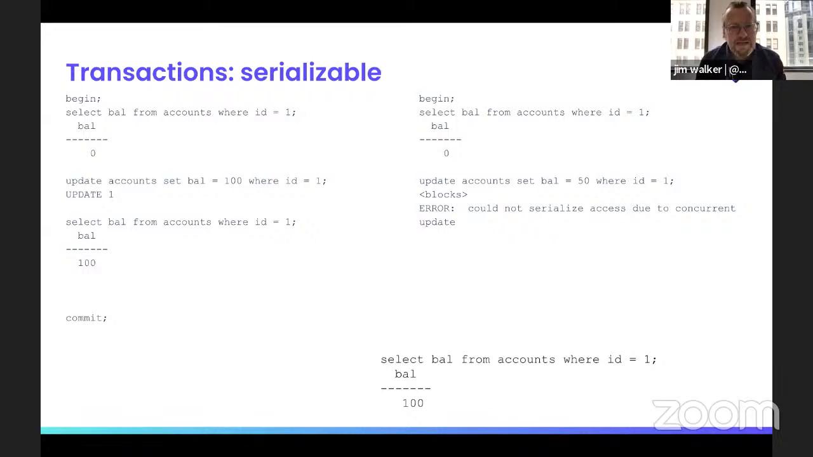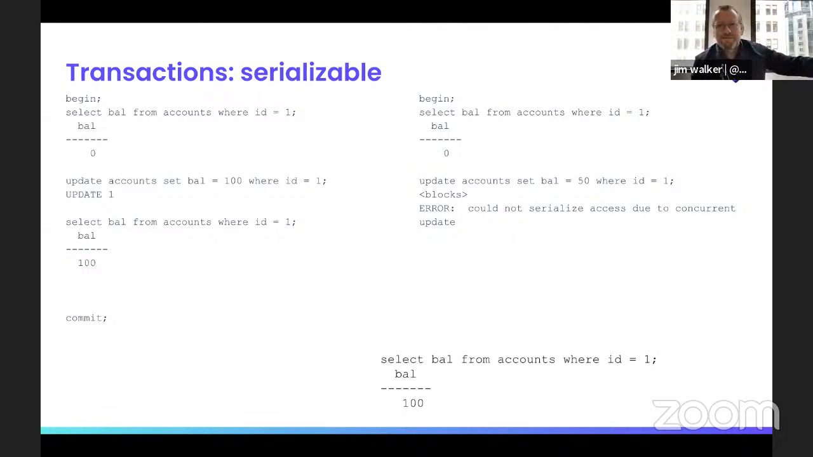So if you look at serializable, which is the top level, what happens is we have our transaction on the left-hand side, begin, we update that. And then on the right-hand side, what you're seeing is we begin, but we actually block that. We couldn't serialize that because there was a concurrent update going on. So in this case, you may get a failed transaction.